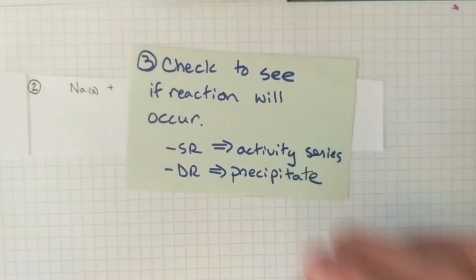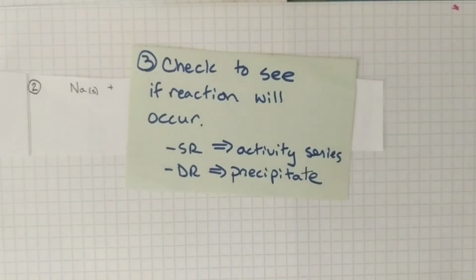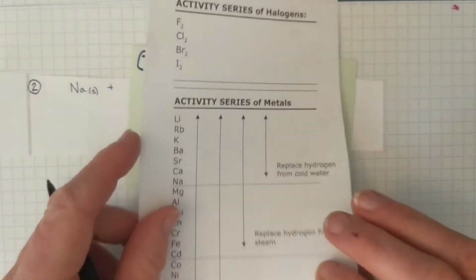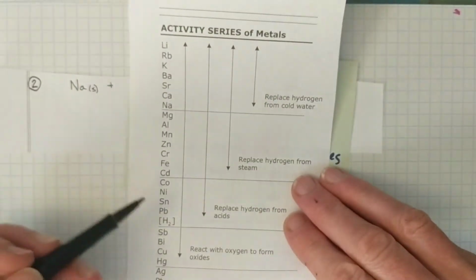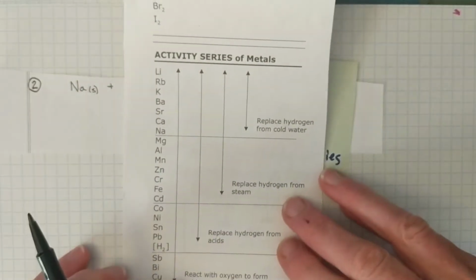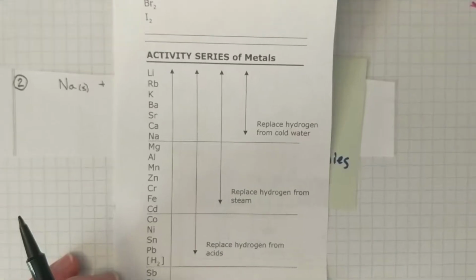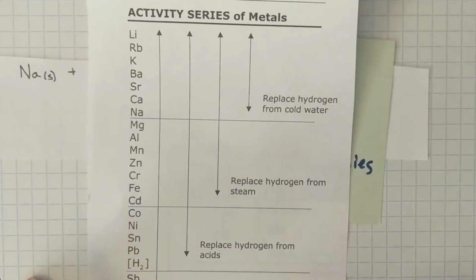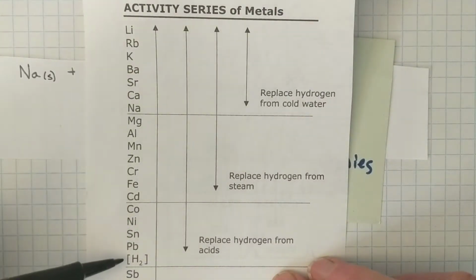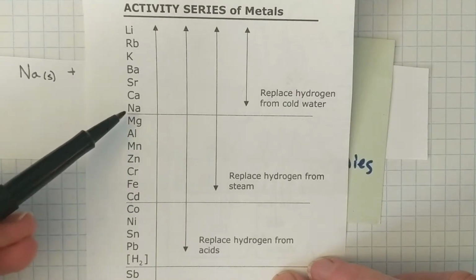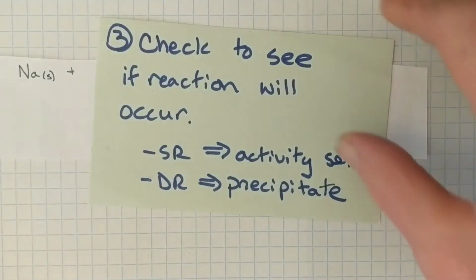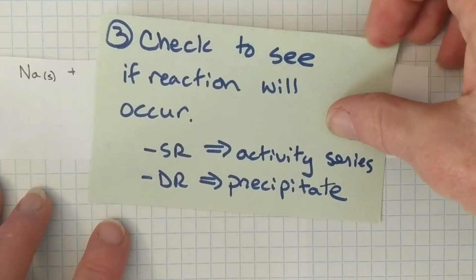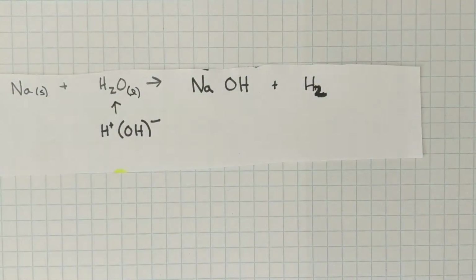Now we're going to check to see if the reaction will occur. For this, we need our activity series. We need to see if sodium is more active than our hydrogen. Our hydrogen is down pretty low on the series. And sodium, here's hydrogen all the way down here. Here's sodium all the way up here. Sodium is more reactive. So this reaction will occur.